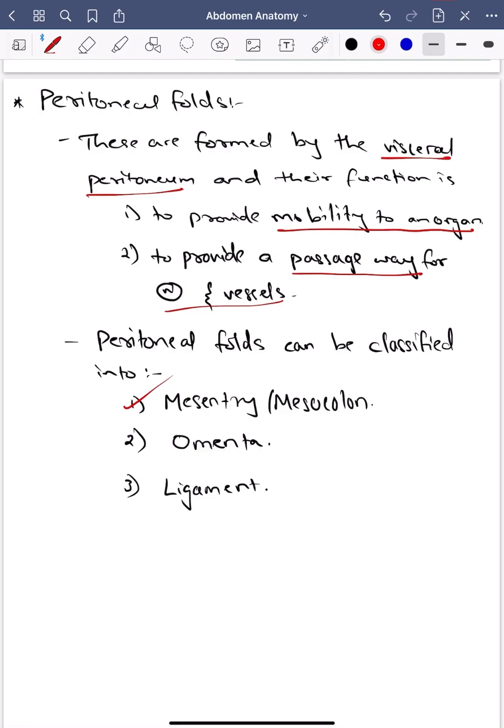And the omenta are basically the folds of peritoneum that connect the stomach to the viscera and other organs, and ligaments are basically the folds of peritoneum connecting two different organs. Okay, now to have a better understanding of the peritoneal folds, we have to go a bit into the embryology, as in how the gut develops.